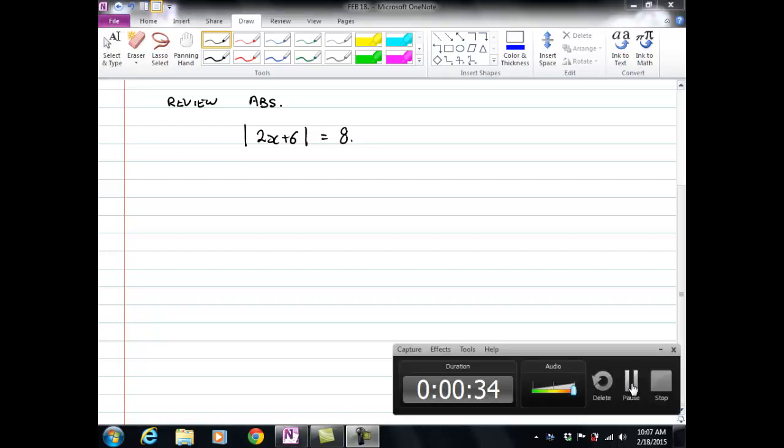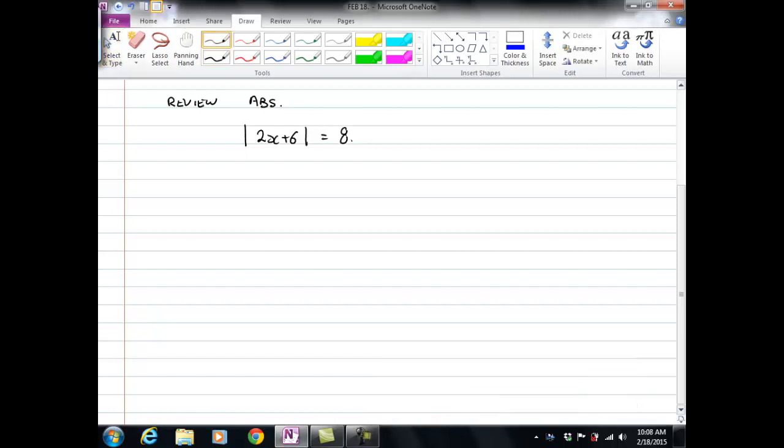So I'm going to pause it. I'm going to do this pretty quick. After you have two cases, the positive case really is I leave it the way it is. 2x plus 6 equals 8. x equals 1. But the main thing is I need to write the statement down.